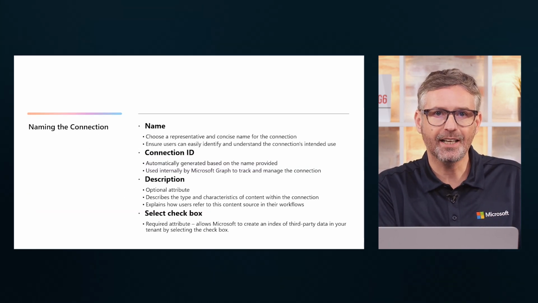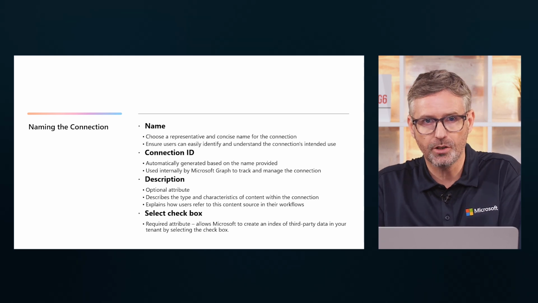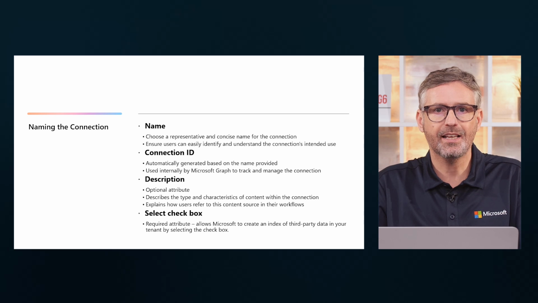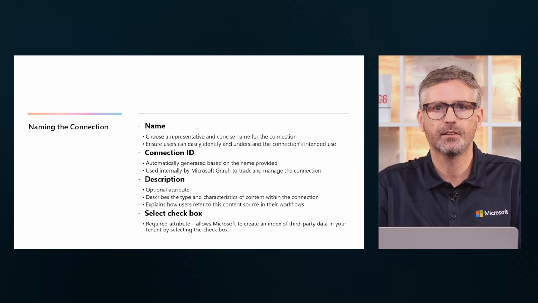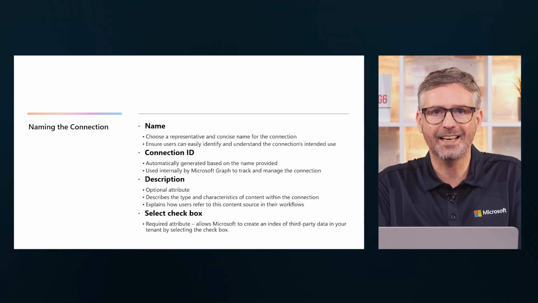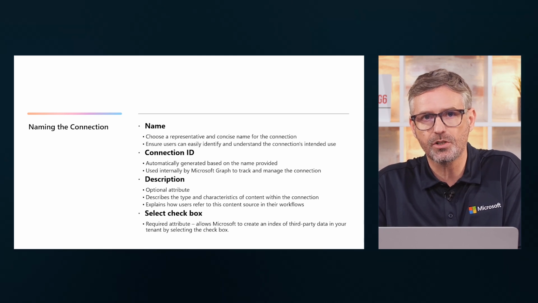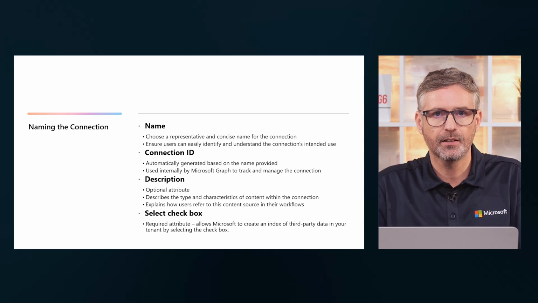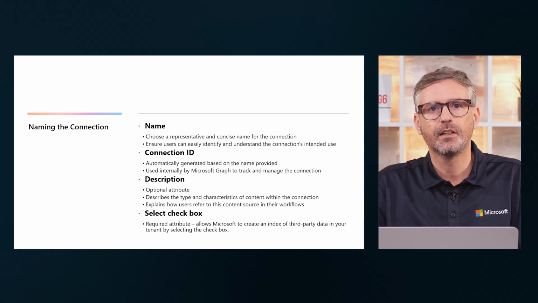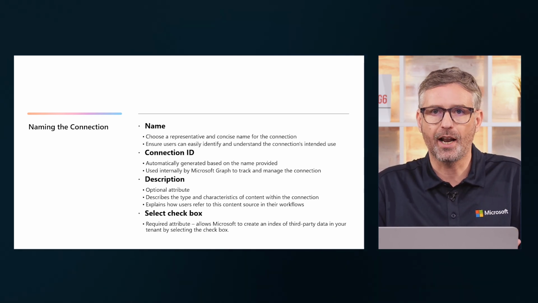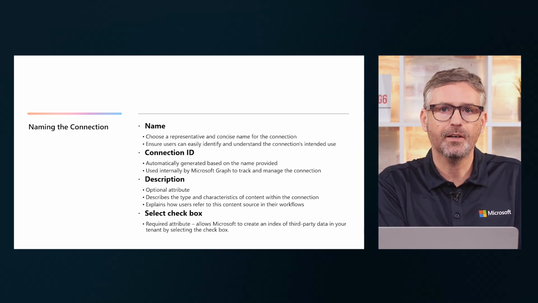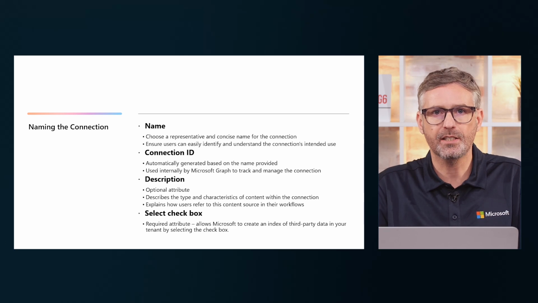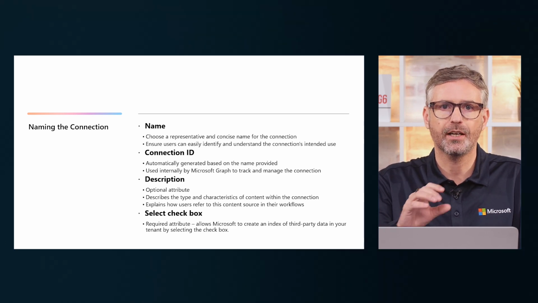Once you have chosen the data source and added the connection, you need to specify the attributes. These include the name, which is required. Be sure that users can easily identify and understand the connection's intended use. Also, the connection ID is required. It's automatically generated. And the description, which is optional, answers the type and characteristics of the content within this connection, and how users refer to this content source in their workflows.